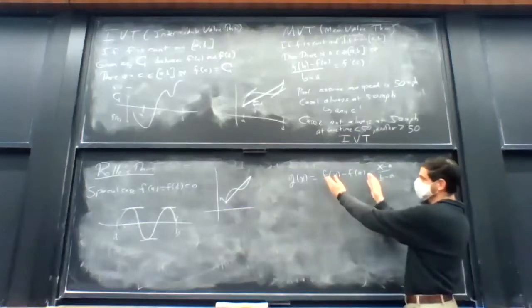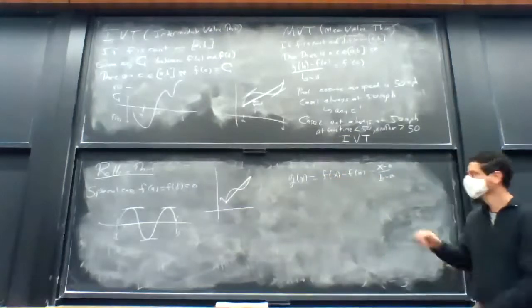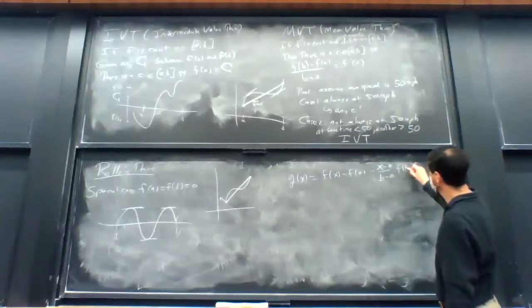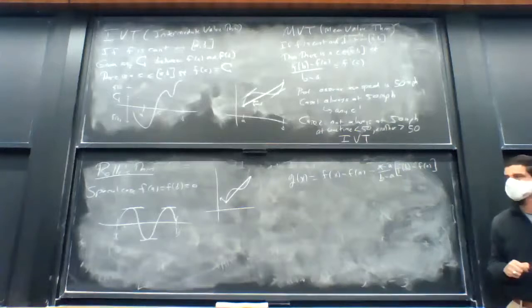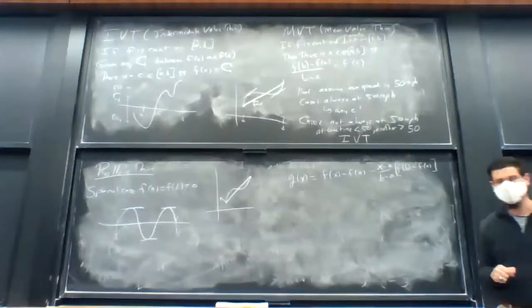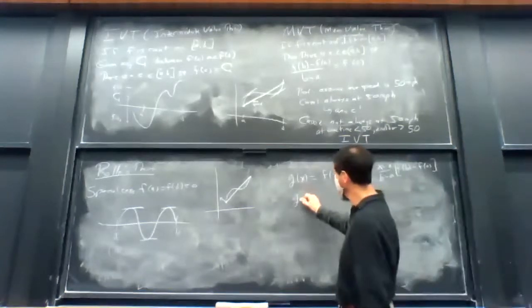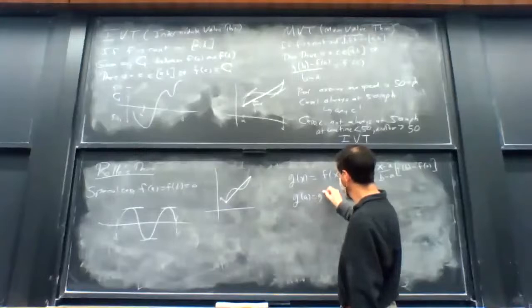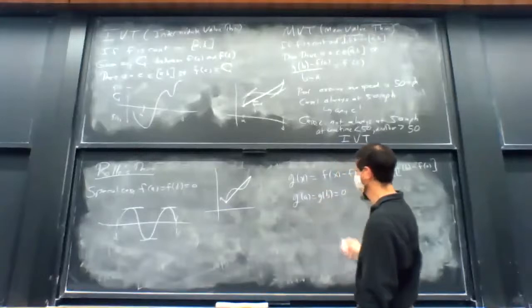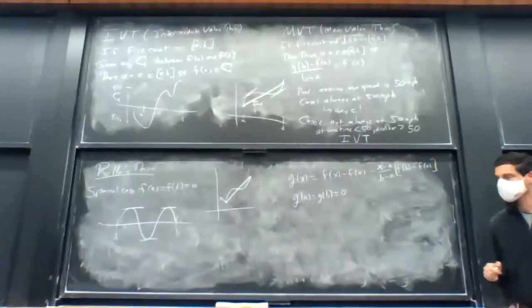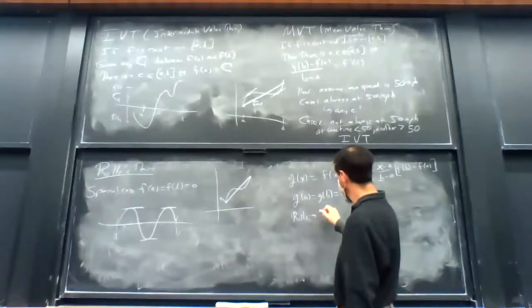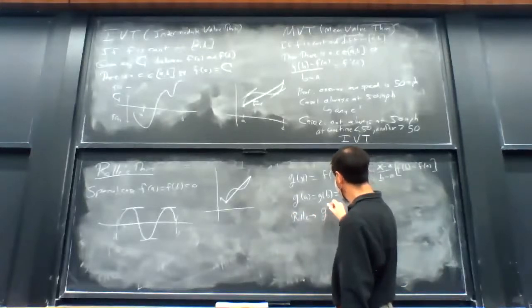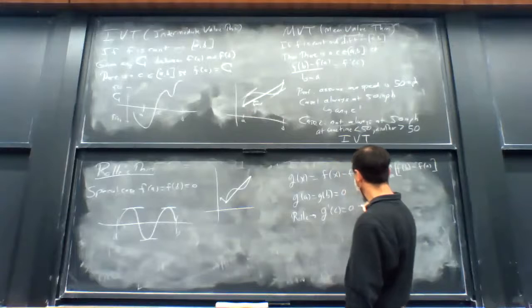Well, if f of b minus f of a equals 1, I'd be done. So in general, I just put f of b minus f of a over here. And so if I look at this function, I'm basically subtracting off a straight line from it. I now have g of a equals g of b equals 0. So by Rolle, there exists a c such that g prime of c equals 0.